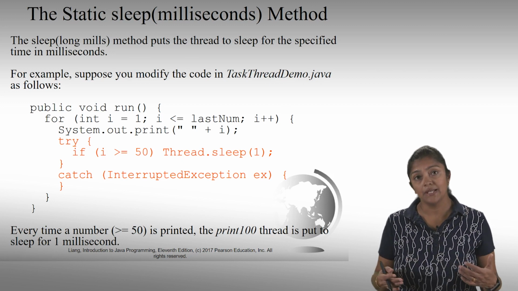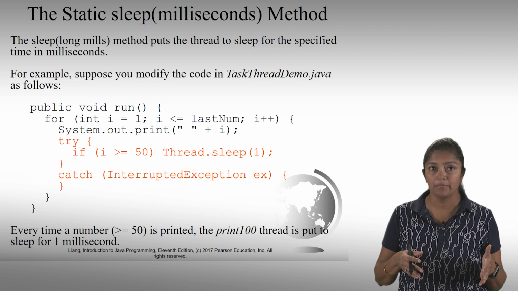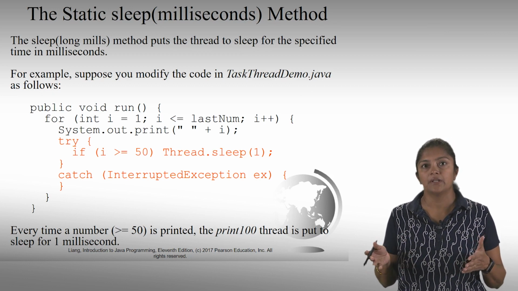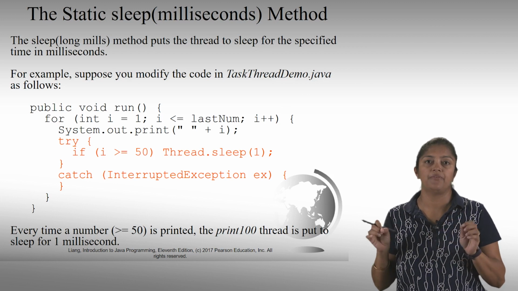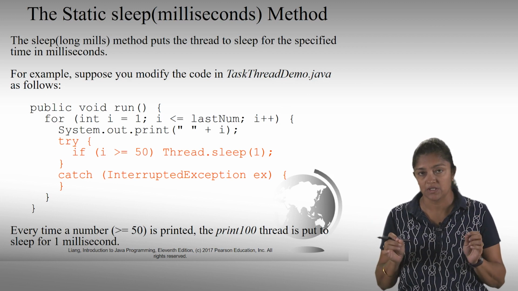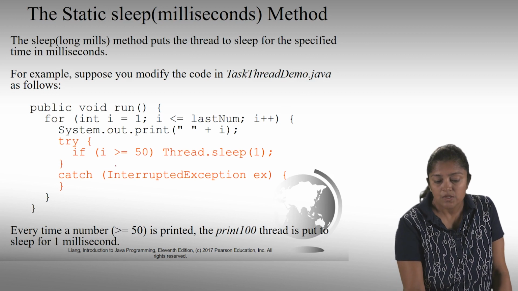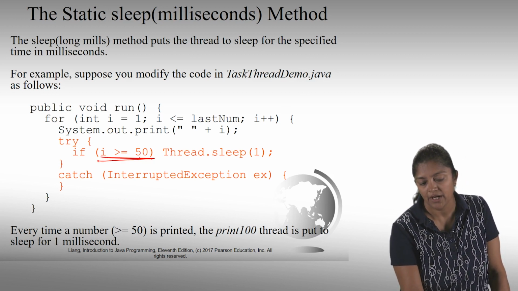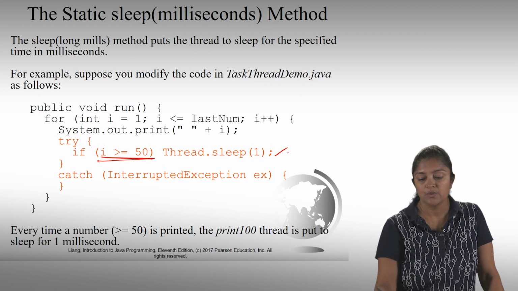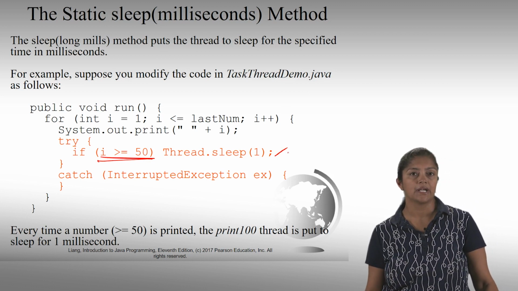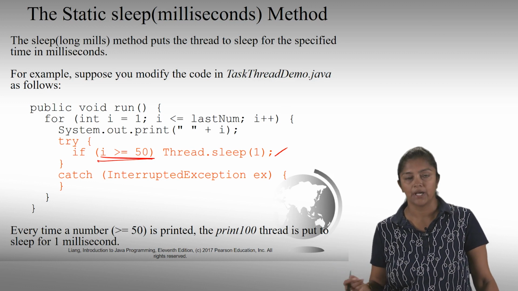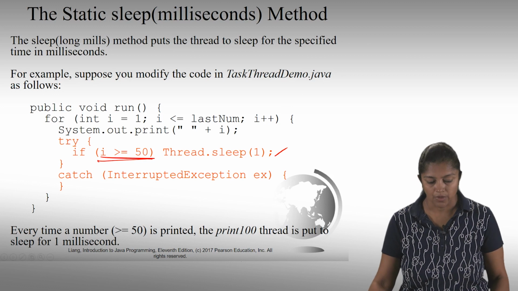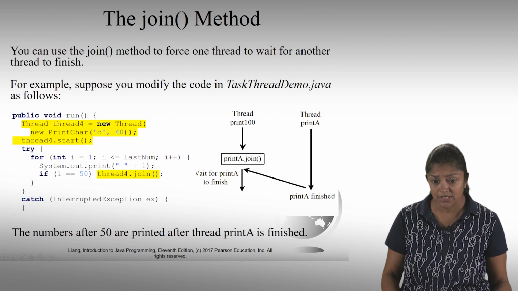Similarly, the sleep method is also a static method. So we can directly just say Thread.sleep, and we can have the thread sleep for a specified amount of time, and the time is specified in milliseconds. So here, once the first 50 numbers are printed, so when i is greater than or equal to 50, that's when we put the thread to sleep for 1 millisecond, and then it's back up again and waiting for its time with the processor. So that's the sleep method.